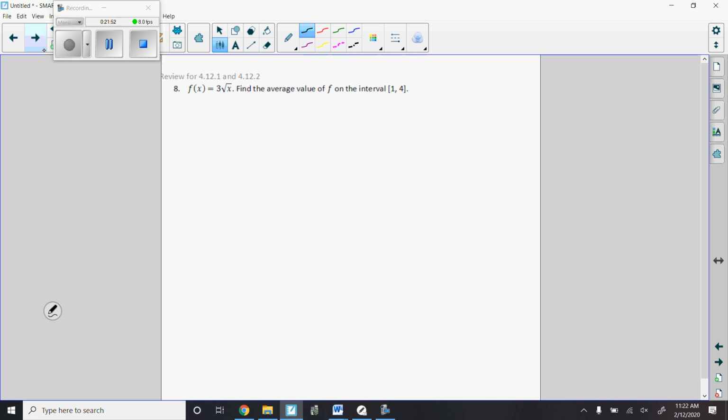Okay. And I think I have one more, the last problem. f of x equals 3 root x. Find the average value of f on the interval 1, 4. Okay? So I have to know my average value of f equation. That equation is 1 over b minus a, integral a to b of f of x dx.